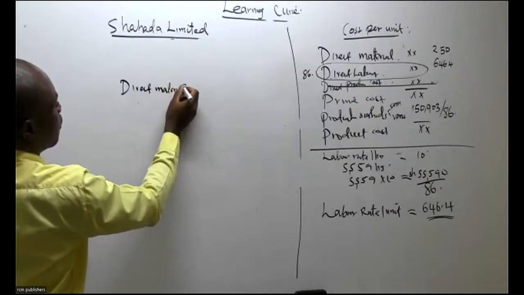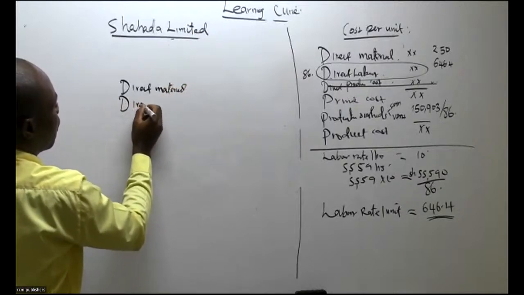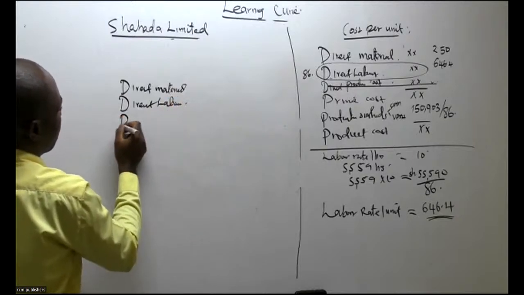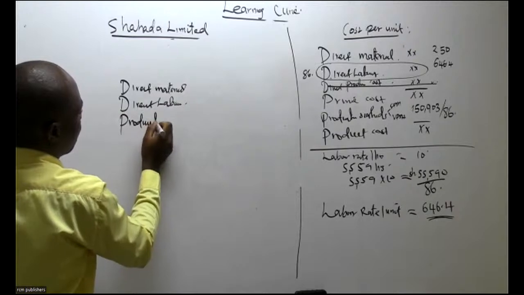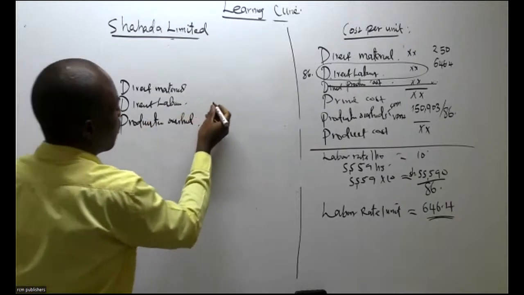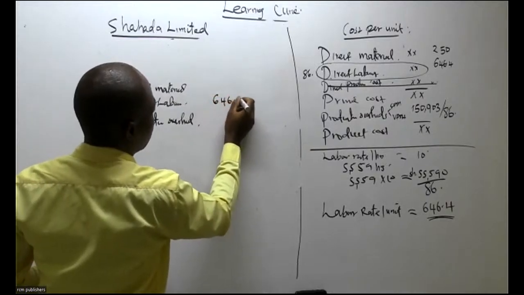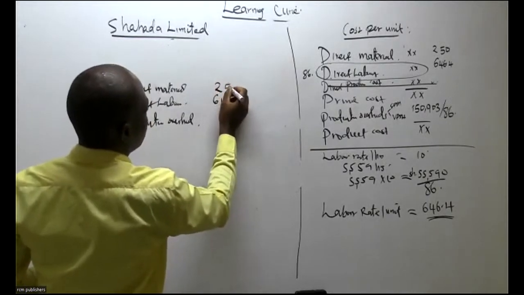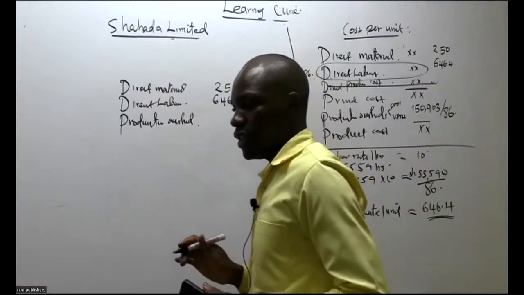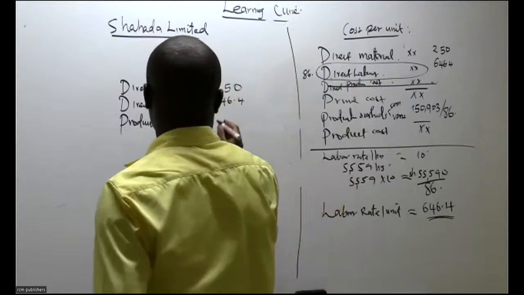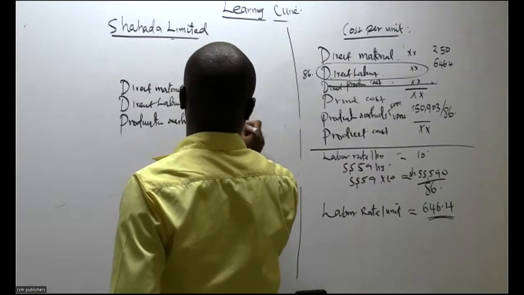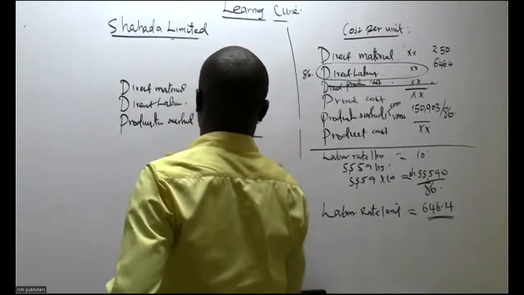Direct material, direct labor, then production overheads. So direct labor have been given 646.4. This one you are given 250 per unit. And this other one you are now giving me 1754.7. When we add all that, what will you have?